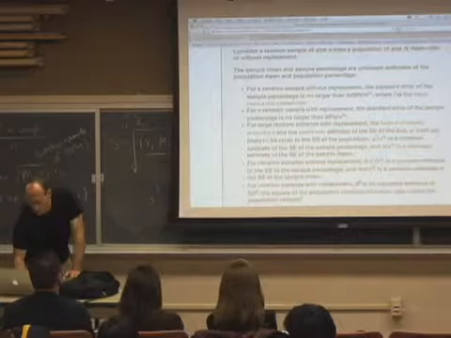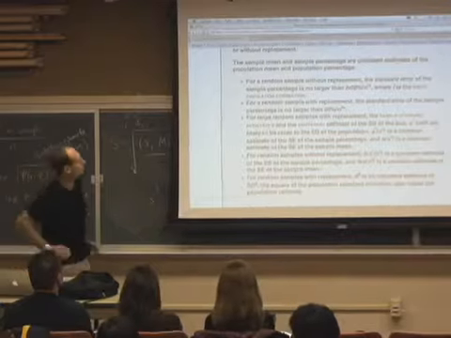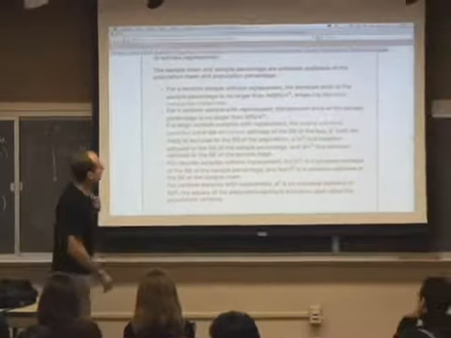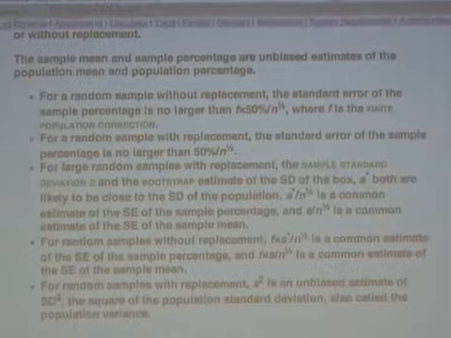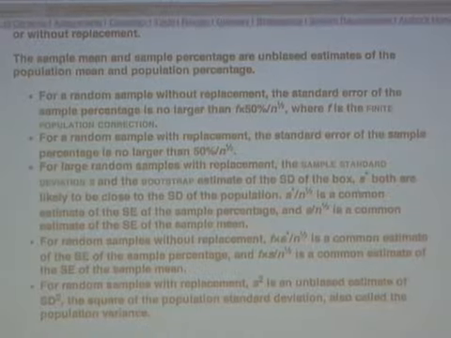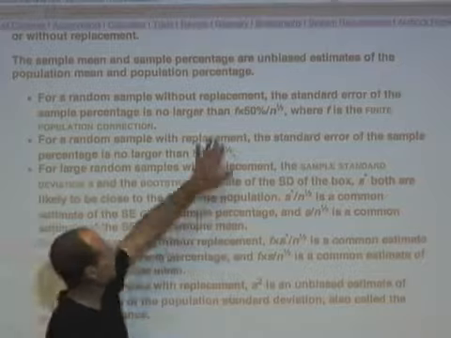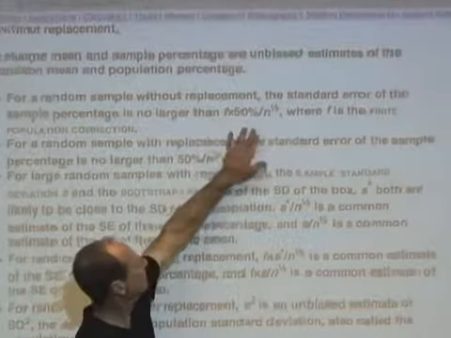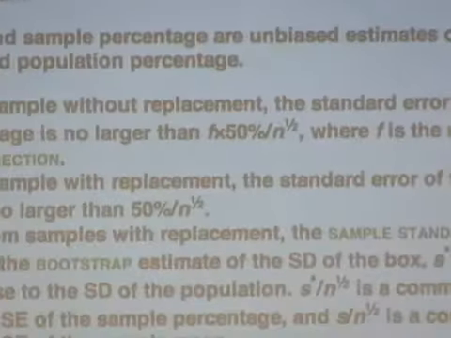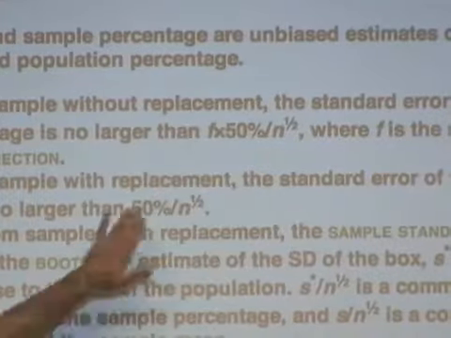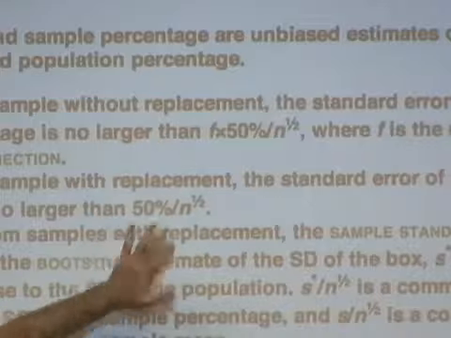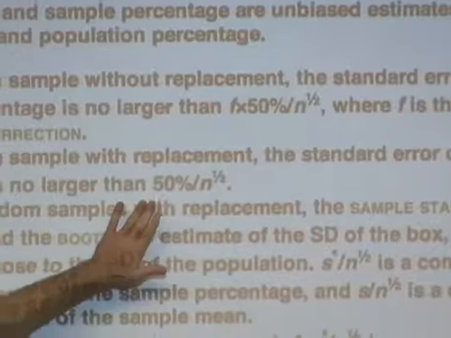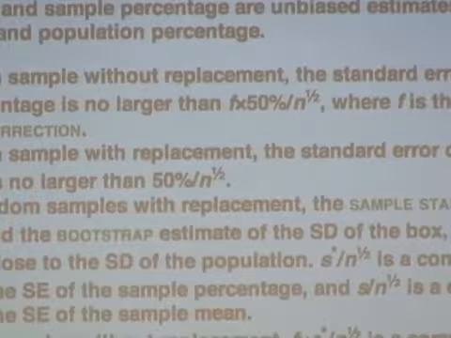All right, so just to summarize where we are right now, we're thinking about drawing a random sample from a box of numbered tickets. If we're drawing without replacement, then the standard error of the sample percentage is no larger than the finite population correction times 50% divided by the square root of the sample size. If we're drawing with replacement, then the corresponding value of f is 1, right? The finite population correction won't matter. It's 1. We don't need it. And the resulting standard error is no bigger than 50% over the square root of n.